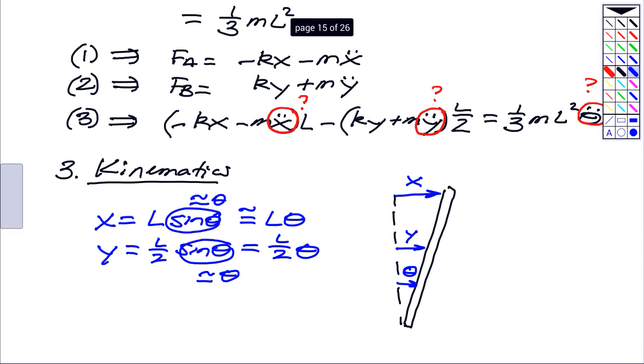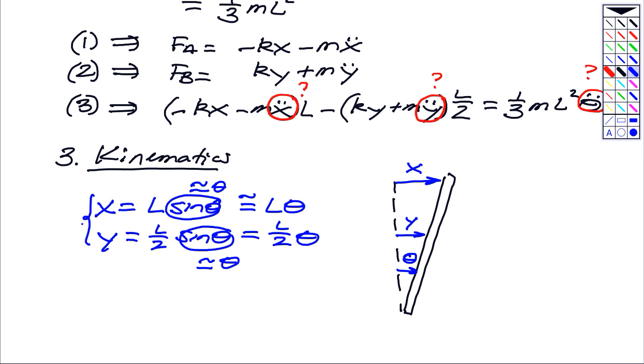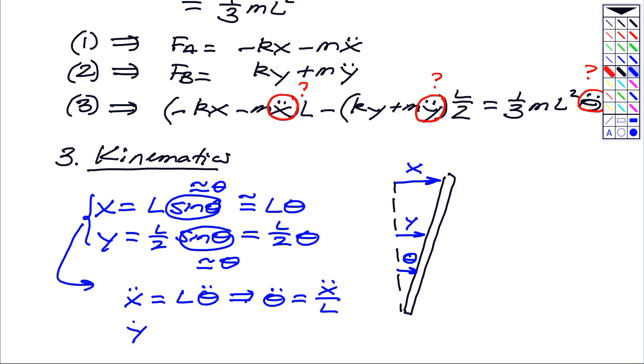We need x double dot and y double dot. So x double dot is equal to L double dot theta double dot. Oops, not L double dot. L is a constant. I should have written L theta double dot. So from this, theta double dot is equal to x double dot over L. Y double dot is equal to L over 2 theta double dot. And so from this, we see that y double dot is equal to half of x double dot.